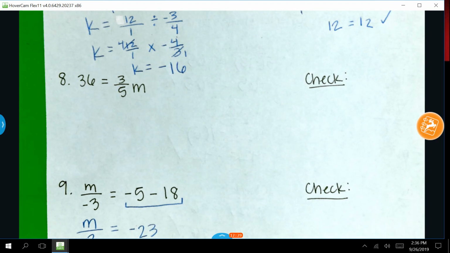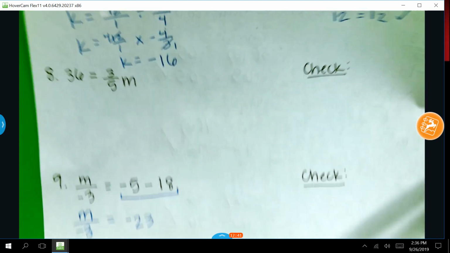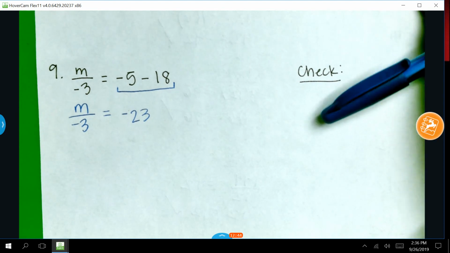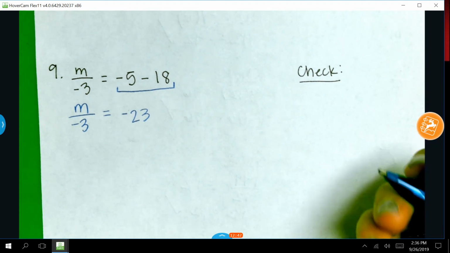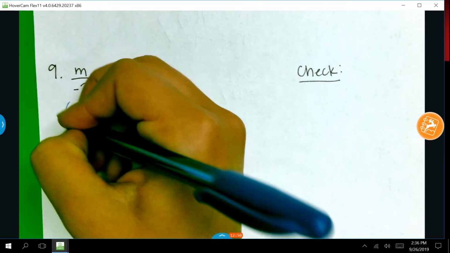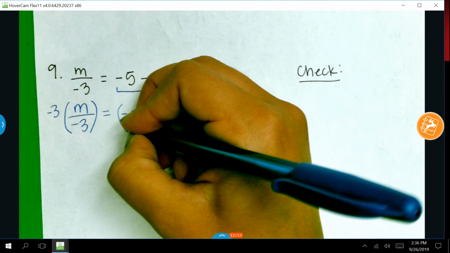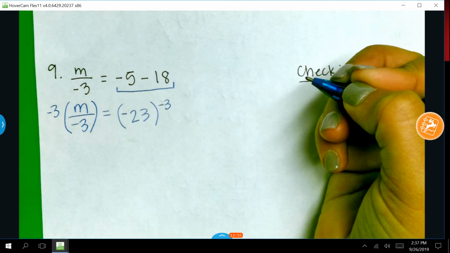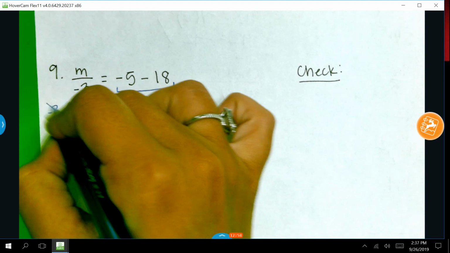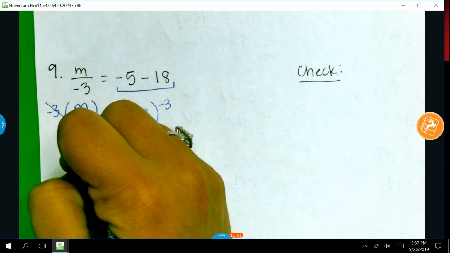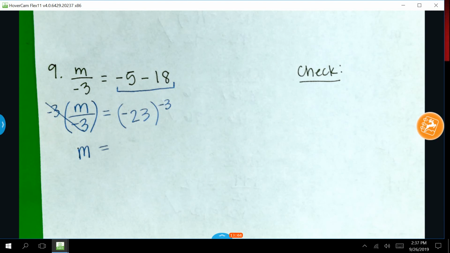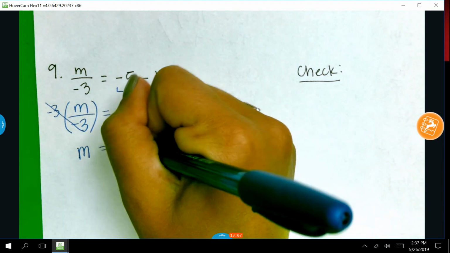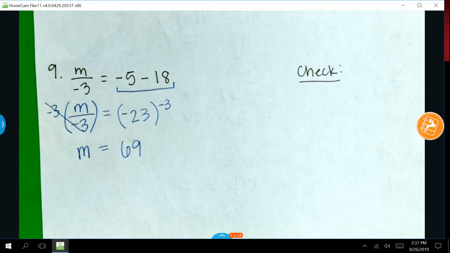So now I have a one-step equation that I know how to solve. How do I get m by itself? Oh, sorry, yes. Slide it up. Thank you. So somebody said I'm multiplying. What am I multiplying by? Negative 3. Am I multiplying just one side or both sides? Both sides. So on the left, that cancels, leaves me with an m. On the right, is it positive or negative? Positive. Negative times a negative gives you a positive.